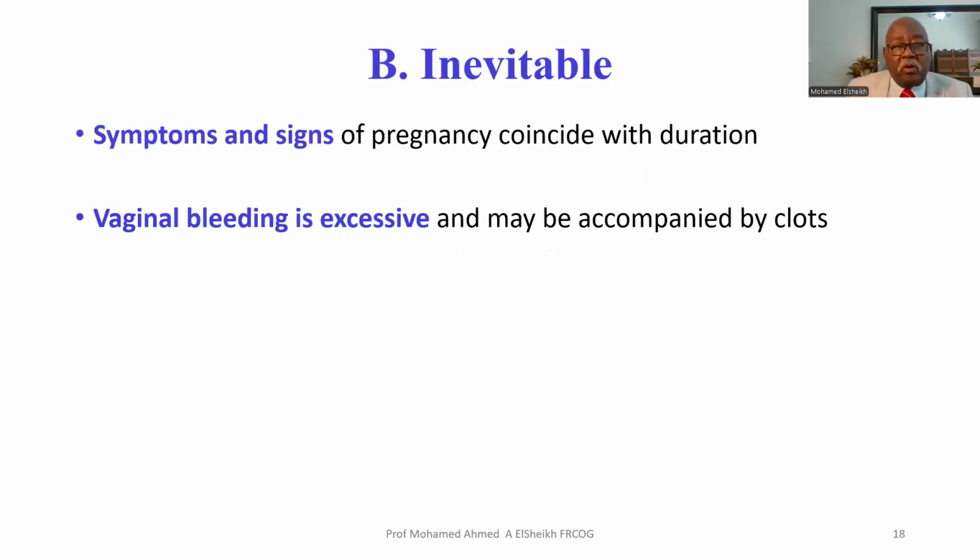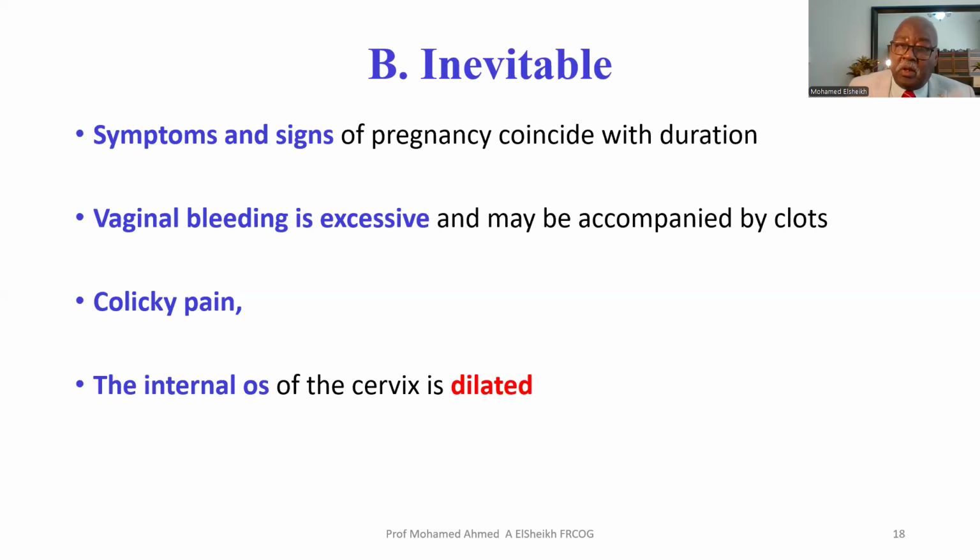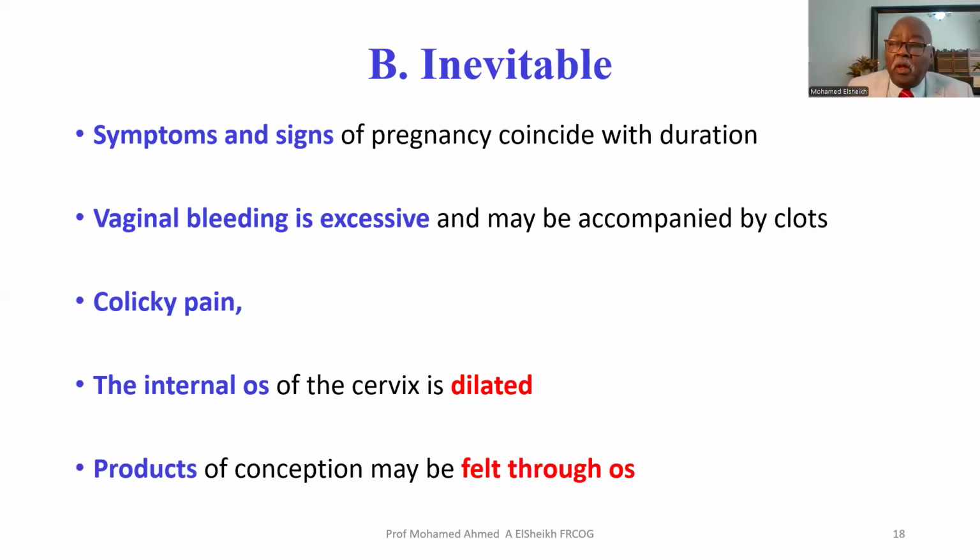So we go to the next category, taking the picture in your mind. Symptoms and signs of early pregnancy coincide with the duration. But vaginal bleeding here is excessive, and it may be accompanied by clots. There is pain. And as we have said earlier on, the internal os is dilated, and you may be able to feel products through the internal cervical os. The fetal heart may be heard or may not be heard, depending on what degree the miscarriage has gone into. That is the inevitable.